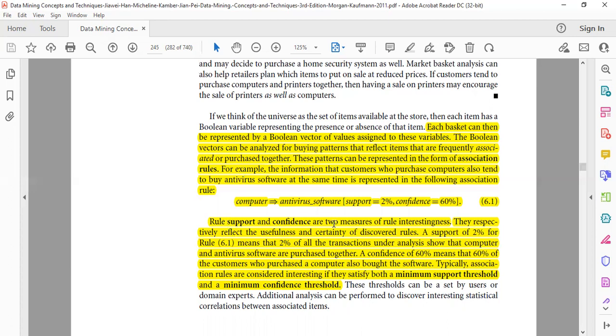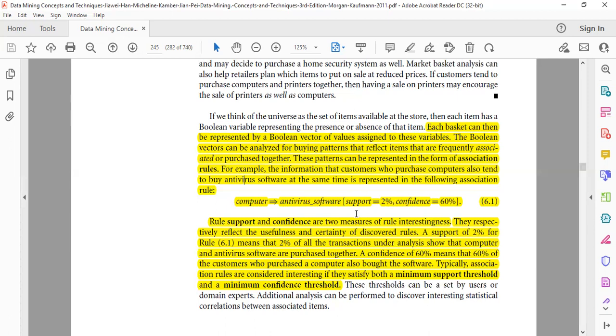Support and confidence are the two measures of rule interestingness. Whether this rule is of some usefulness to us or not is measured with the help of rule interestingness metrics. Here we see support 2%. What this 2% means is that of all the transactions under analysis, if there are 100 transactions, then out of those 100 transactions, only 2 transactions have computer and antivirus software purchased together. This is called support.